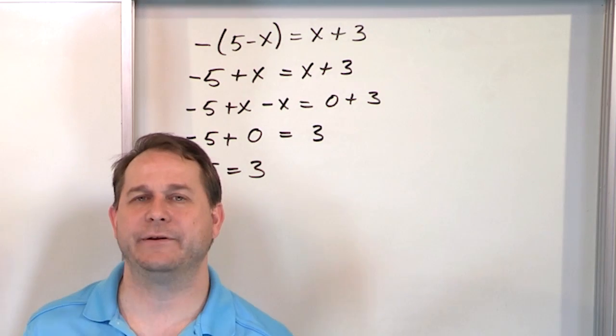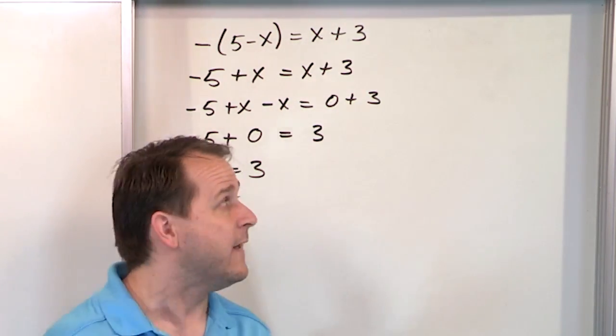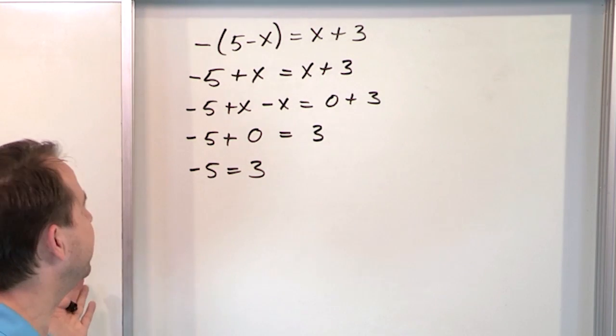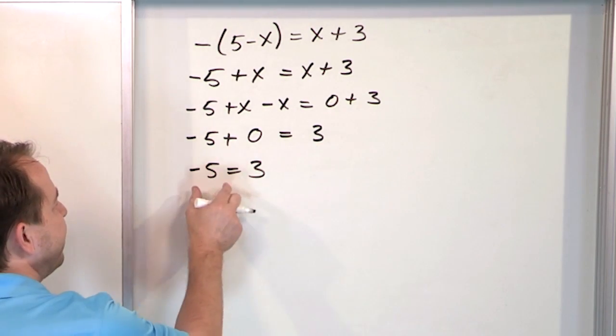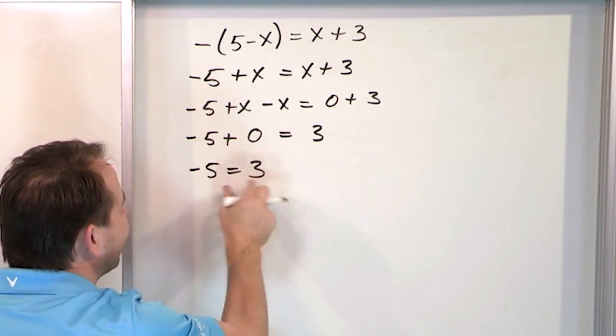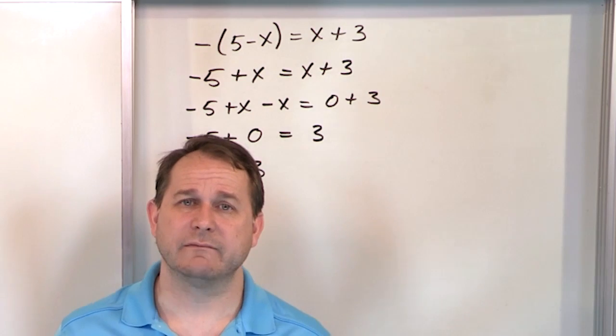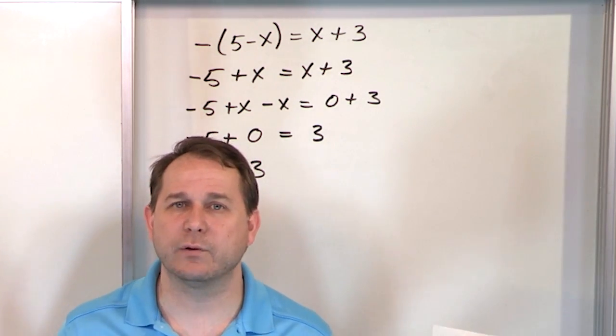That should never happen, right? It should make you think, whoa, something's really weird here. You think you did something wrong. So you go back and you check and you realize you didn't do anything wrong. So what this equation is telling you is, hey, negative 5 equals 3. Now let me ask you a question. Is negative 5 equal to 3? Of course not. They're not equal at all.